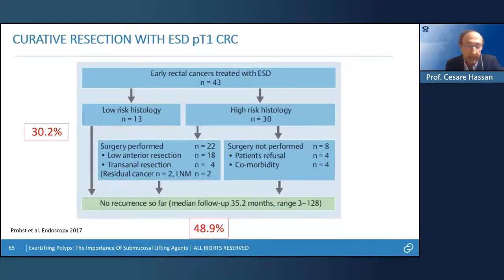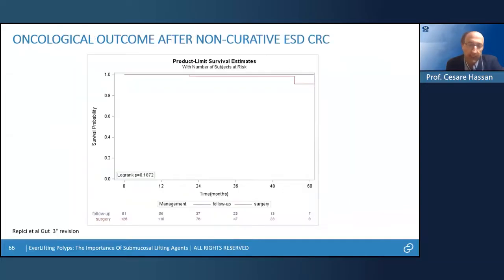So despite the R0 resection rate is extremely high, despite most of these resections are en bloc, because of the natural history, you have a curative resection in less than 50% of the cases. And what we did in a very big international consortium was to look at the fate of those who had a non-curative ESD.